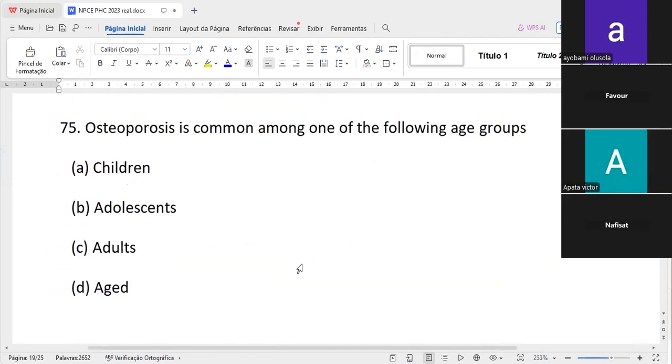Osteoporosis is common among one of the following age groups. No, age, the aged.